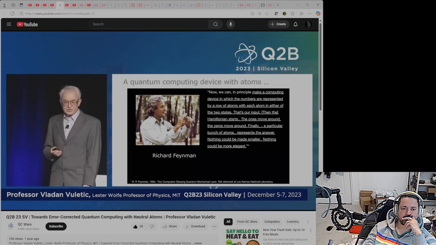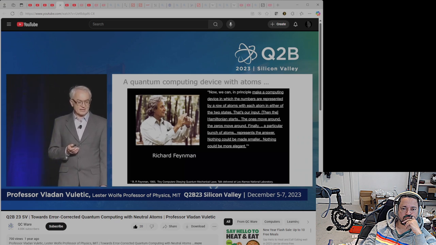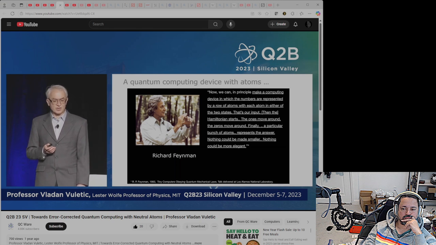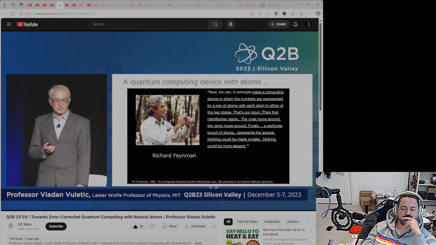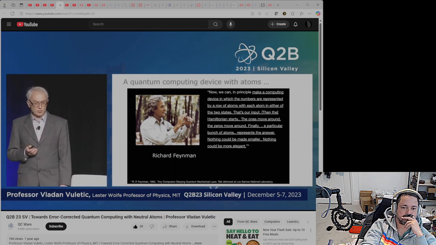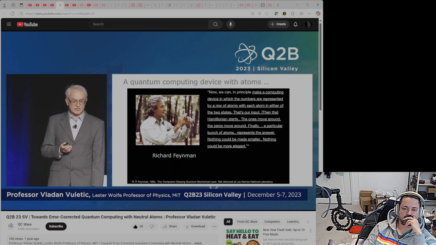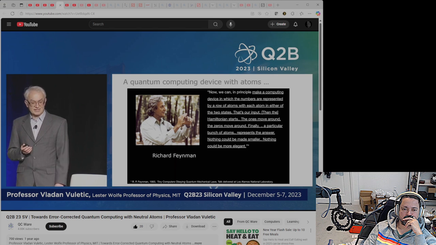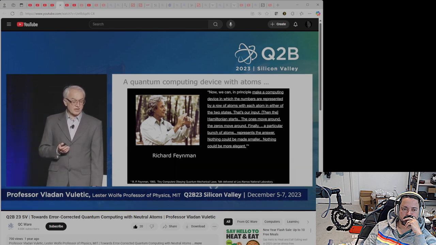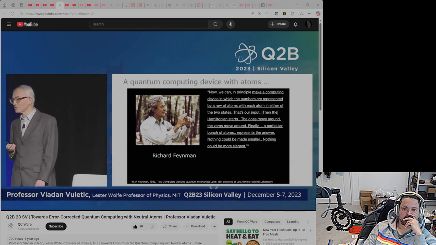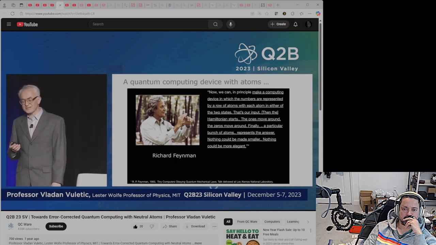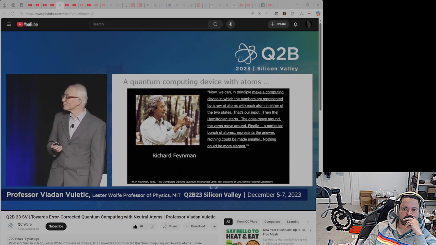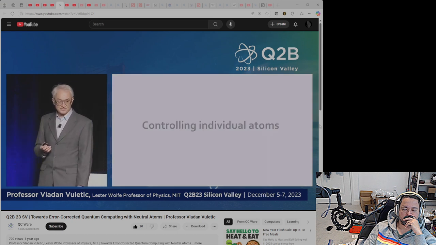I really need to read to you this quote from Richard Feynman in 1983. He said, "Now we can, in principle, make a computing device in which the numbers are represented by a row of atoms with each atom in either of the two states. That's our input. Then the Hamiltonian starts. The ones move around, the zeros move around. Finally, a particular bunch of atoms represents the answer. Nothing could be made smaller, nothing could be made more elegant." This is now 40 years back, and I find it a little bit eerie what Feynman predicted, and I wonder always, did he really believe that this was possible? But this is where we are now, as I will show you.